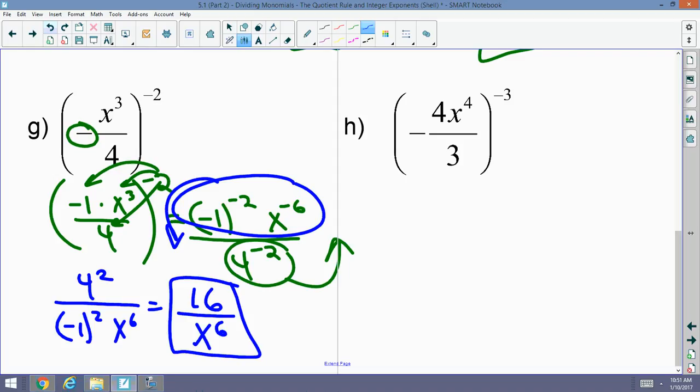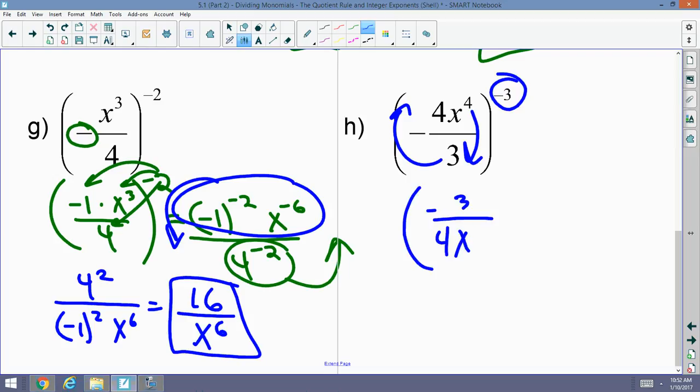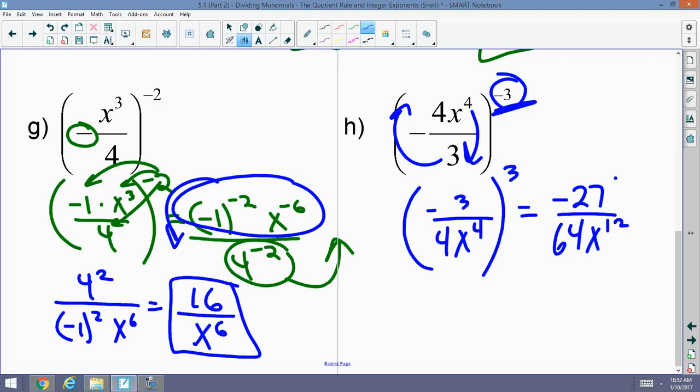So let's do it over here for h. I've got -4x to the 4th over -3 raised to the -3. So let's go ahead and flip these guys. So I'm now going to have -3 over 4x to the 4th. I did not change the sign of the exponents, but I am going to change this sign. So now this is -3 cubed, which is -27, over 4 cubed, which is 64, and x to the 4th cubed is x to the 12th.